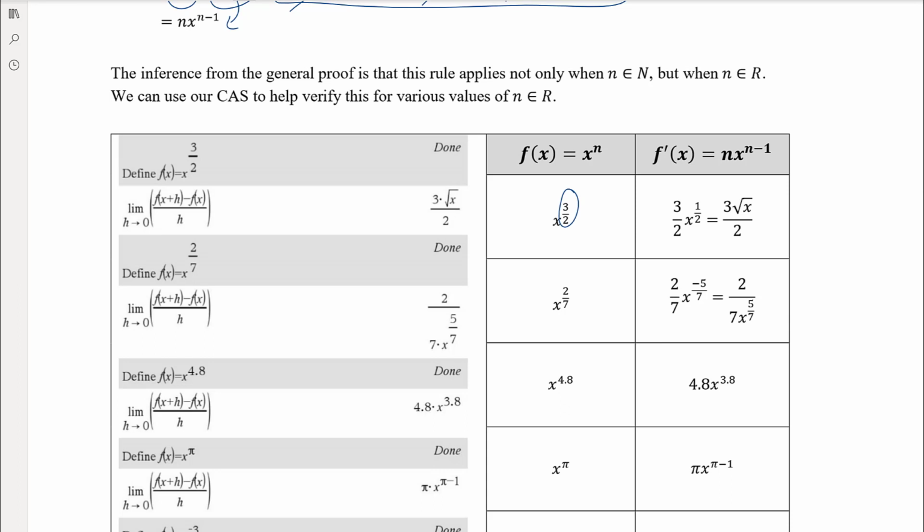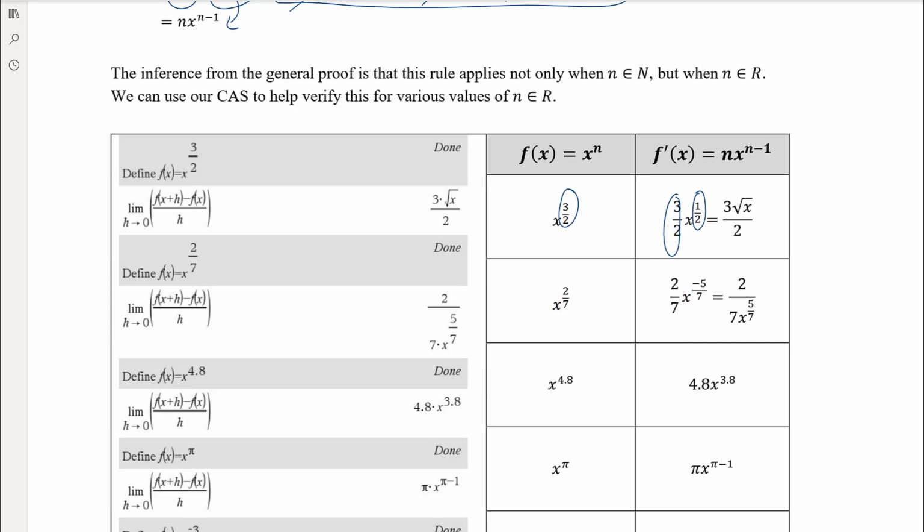So multiply by 3 over 2 and subtract 1 from 3 over 2 gives us 3 on 2 minus 1 is a half. And we can obviously write that as 3 root x on 2. Again, multiply by 2 sevenths and subtract 1 from 2 sevenths. 2 sevenths minus 7 sevenths is negative 5 sevenths.